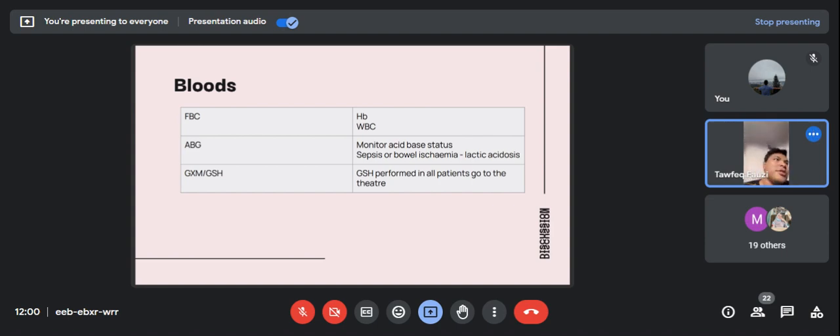Full blood count. You can look at the hemoglobin in cases of patients with acute blood loss or even chronic blood loss. And you can also look at the white cell count. Elevated white cell count would be indicative of an inflammatory process, and it can also be due to infection. Infection causes inflammation, of course.